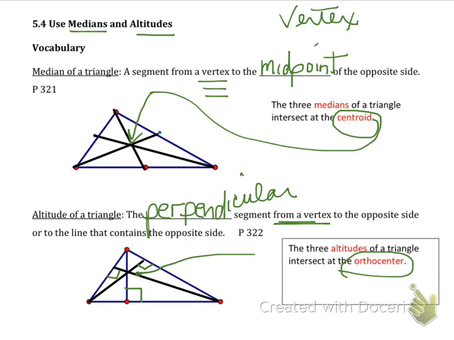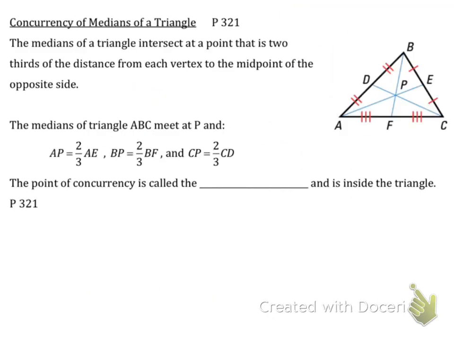next page. Okay, here's a very, very important piece of information for us, because this is mainly what we're going to do with medians in this section. So the theorem says that the concurrency of medians of a triangle, the concurrency meaning that's where they all meet together, we are establishing that that is at this point right here, which is P. That's your concurrency.